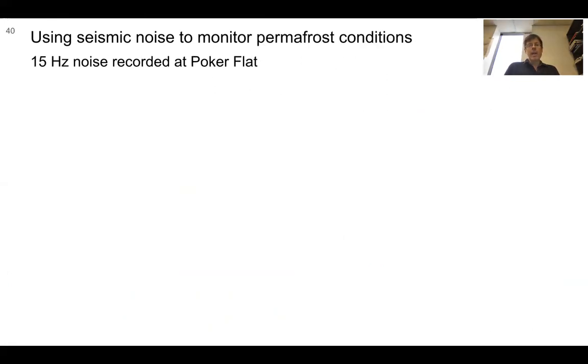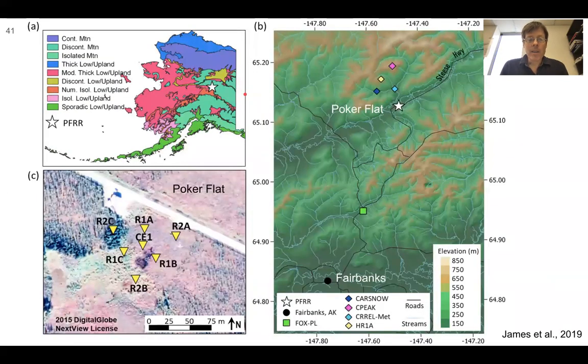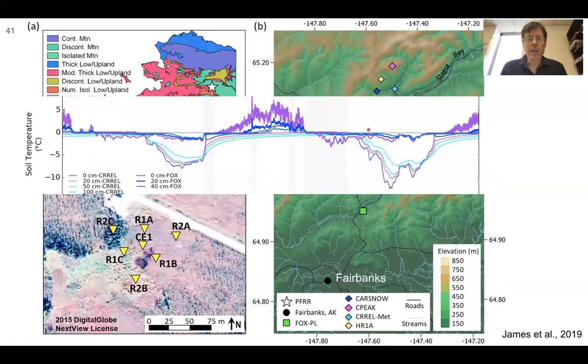Here's another example, looking at seismic noise to monitor permafrost conditions. In this case, it's the 15 hertz noise recorded at Poker Flat. This is led by Stephanie James and others. This is showing a locator map for central Alaska. This shows a set of stations very close to each other in Poker Flat. You can see the scale bar is up to 75 meters total. This shows the location of Fairbanks right here. So this is just northeast of Fairbanks, 35 kilometers or so. That's the setting for this experiment.